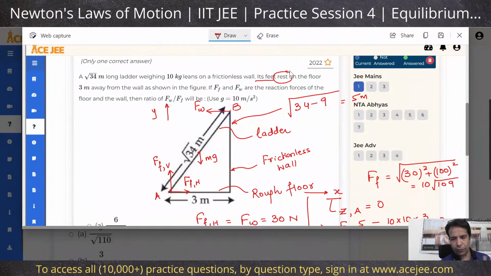फोर्सेस में तो क्लियर है ना, वॉल फ्रिक्शनलेस है, तो the only force that the wall can apply is the normal force, right? So it can only apply a normal force which is always perpendicular to the contact surface, perpendicular to the wall. ठीक है ना बेटा? यस सर। Okay.